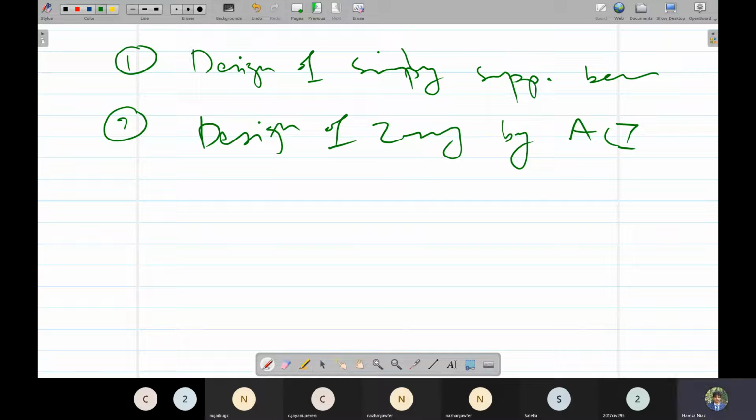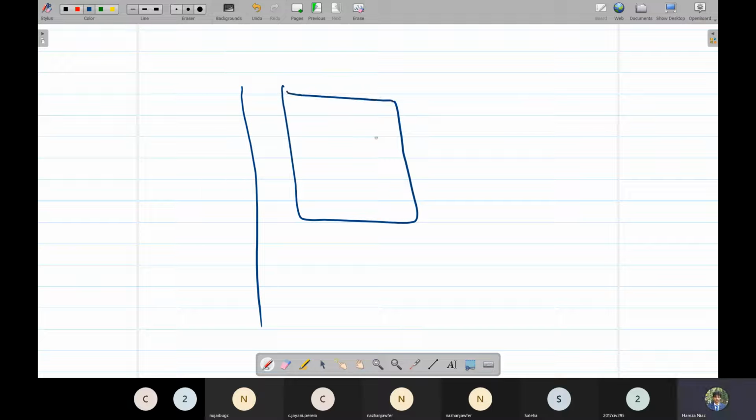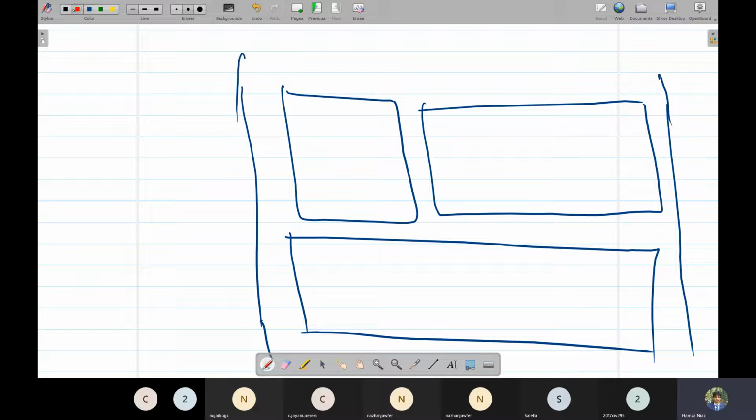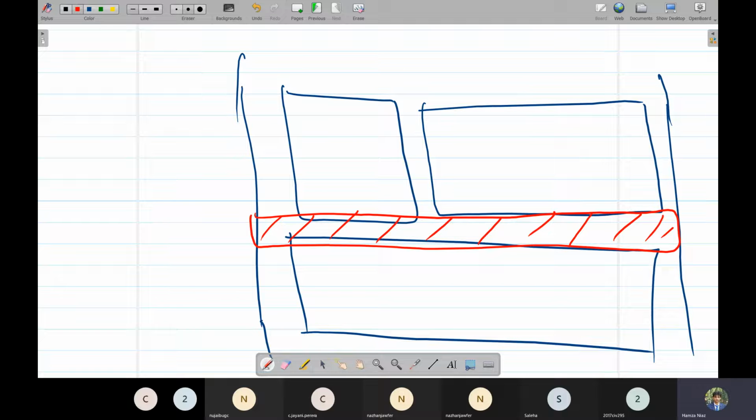So the design of a simply supported beam is very easy. The only difficult thing is how to calculate the loads. For example, if there's a slab like this one, this is a slab, and I think this one is also a slab. So these are the slabs whose loads we have to use to design this beam. So it has two slabs on the top portion and one slab on the bottom portion.